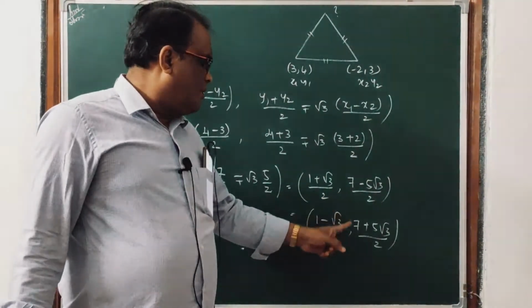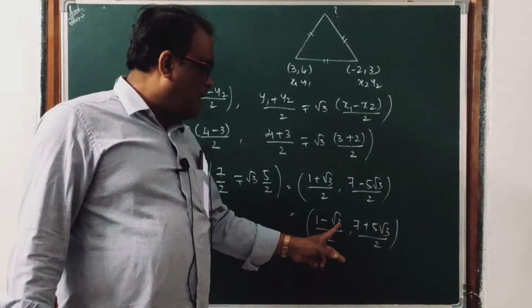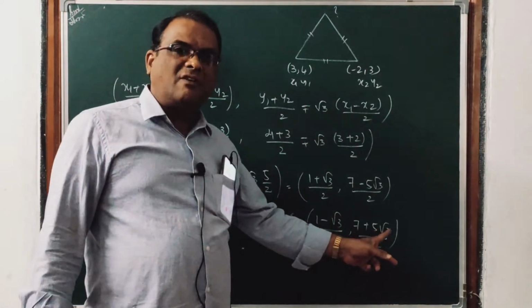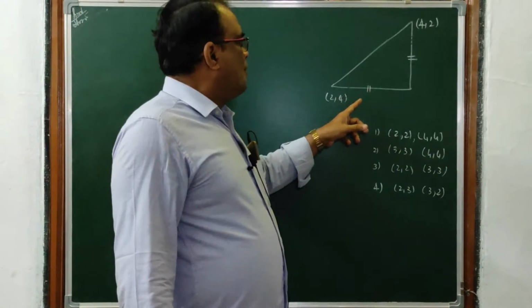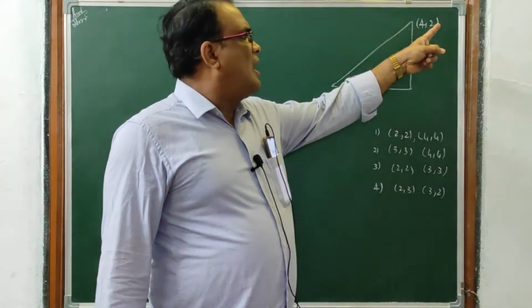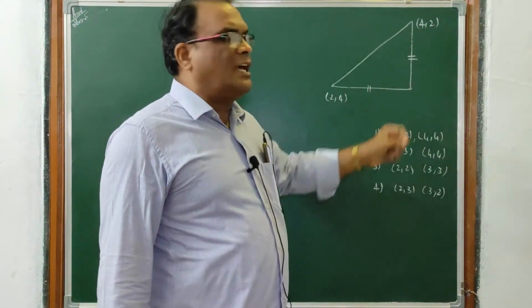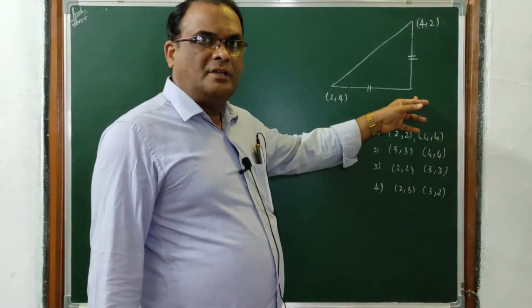In the given options, which one is that? In the third option, we have (1 - √3)/2, (7 + 5√3)/2. Now (2, 4) and (4, 2) are two extremities of the hypotenuse of a right angled isosceles triangle. Then the third vertex is?